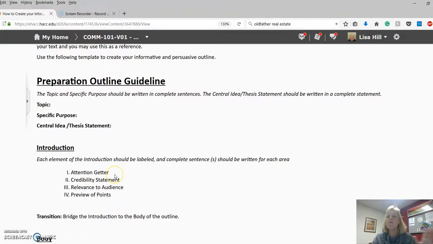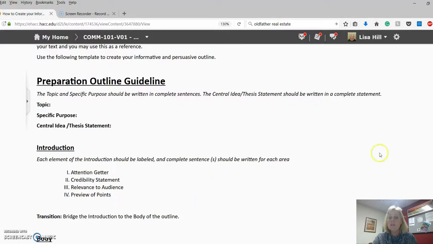First, you offer your awesome attention getter, then your credibility statement, why you're credible to speak on this topic. Remember, that's usually based on experience or research. The relevance to your audience. Again, think about in that statement, in your introduction, why your audience needs to know this information or how they can benefit from this information. And then the preview of your points. So that's the preview of the main points in the body of your speech.